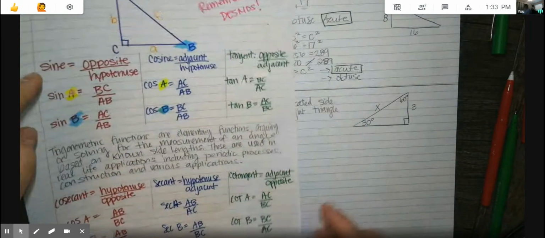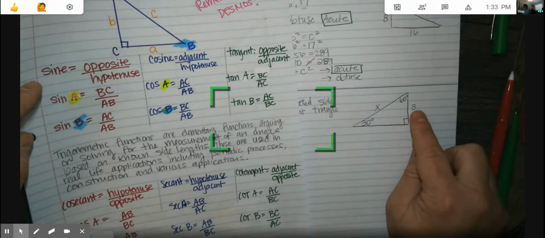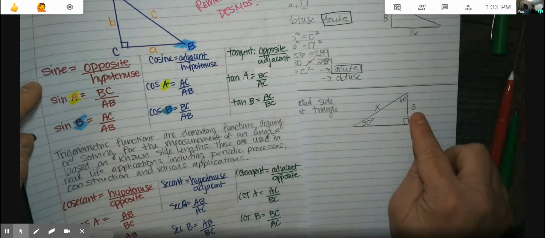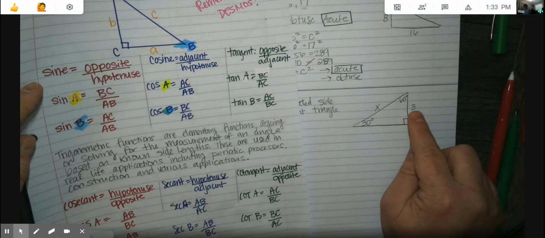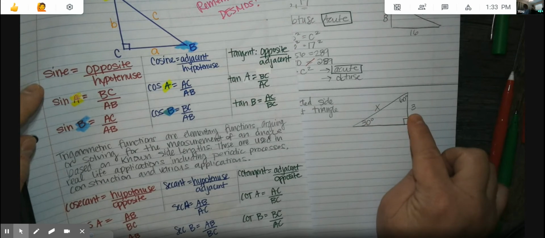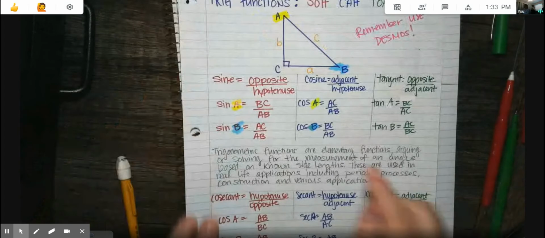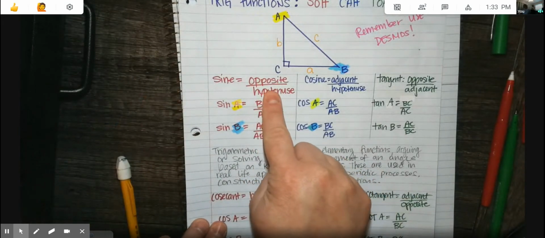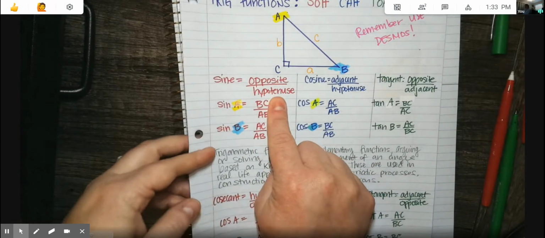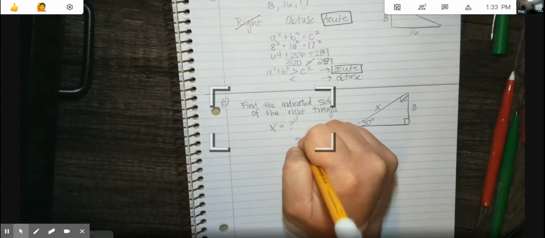So if it's given that this angle is 30, you know the side across, which is the opposite of that 30-degree angle, but you don't know the hypotenuse. So you know the opposite, and you're trying to find the hypotenuse. In order to figure out which function to use, you need to take what you know and what you don't know. You know the opposite, you don't know the hypotenuse. So I'm going to use the sine function to solve for this one.